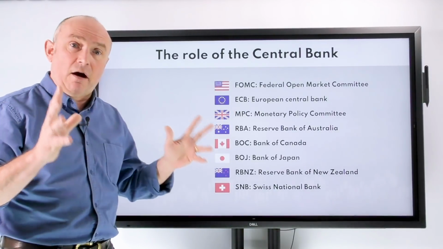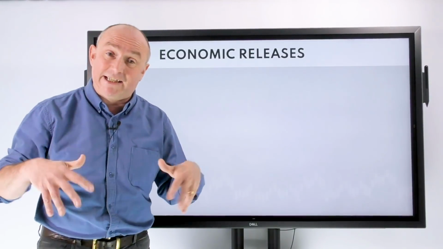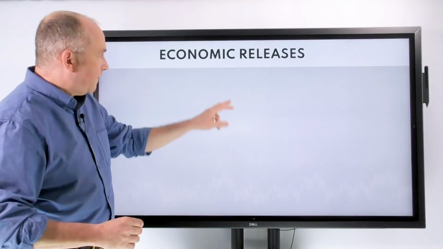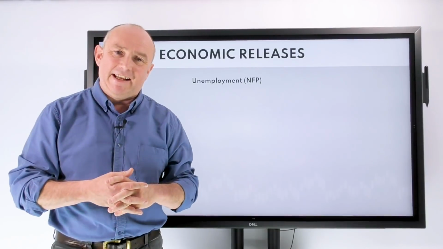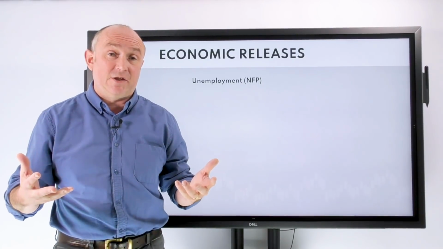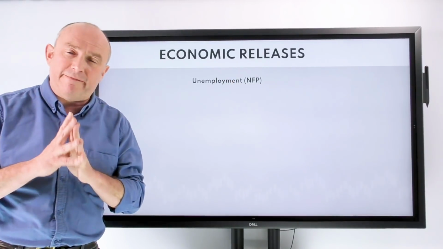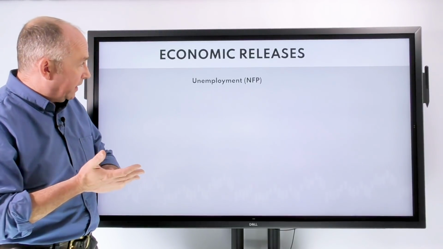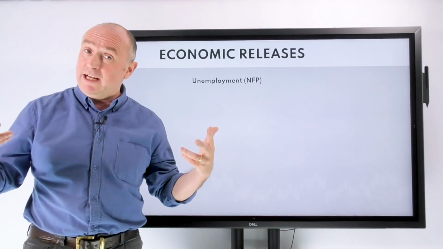So what data are they looking at? Well, basically they're looking at a whole bunch of economic releases that are released periodically throughout the calendar month. So first up, we've got unemployment. Unemployment is the most important data release in the calendar month. Now in the USA, this is called non-farm payroll, or NFP. It comes out on the first Friday of every month, apart from over holiday periods and so forth. So it's a keenly awaited data release. It is the main data release in the calendar month.